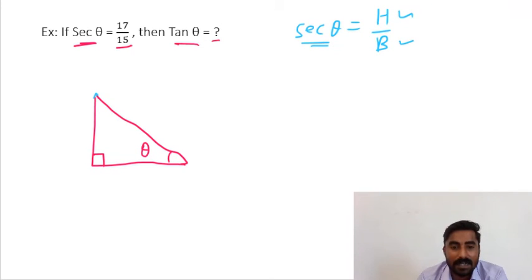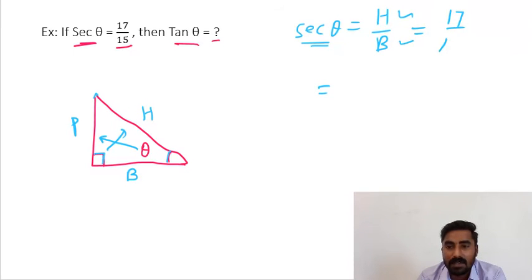So here this is theta and this is 90 degrees. What is the base? Base always contains theta and 90 degrees, so this side will be the base. The side opposite to theta is always called the perpendicular, and the side opposite to the 90 degrees is always called the hypotenuse. We know sec theta equals hypotenuse upon base, so comparing with 17 by 15, hypotenuse is 17 and base is 15.